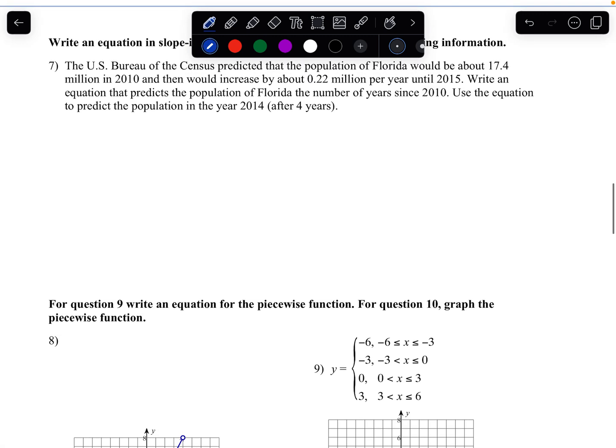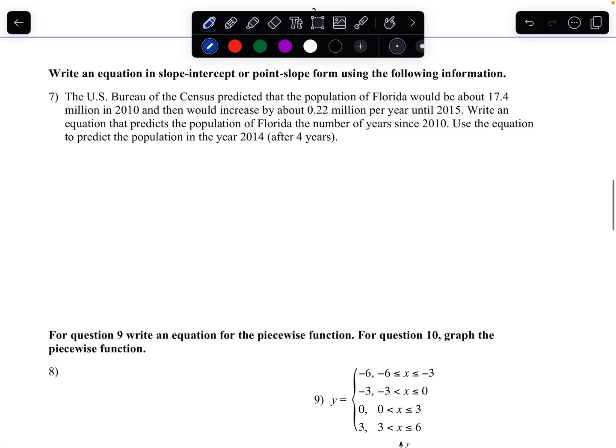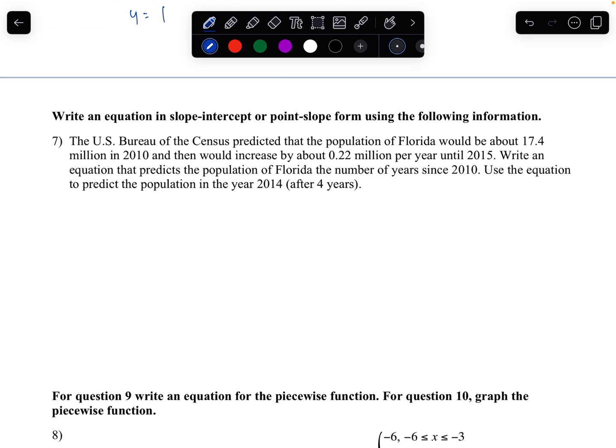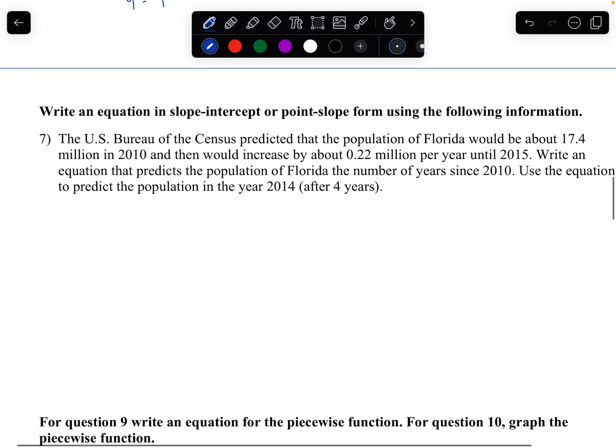Hey guys, this is the second part of the video for the review. So we're picking up on question 7. Write an equation in slope-intercept form or point-slope form.